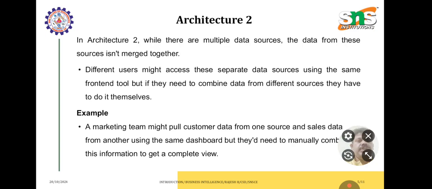So in architecture 2, where there are multiple data sources, as you have seen in the diagram, the data from these sources is merged together. Different users might access these separate data sources using the same front end tool, but if they need to combine data from different sources, they have to do it themselves. For example, a marketing team might pull customer data from one source and sales data from another using the same dashboard, but they would need to manually combine this information to get a complete view.